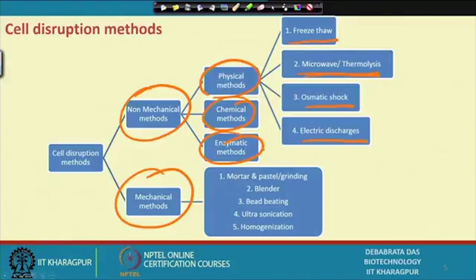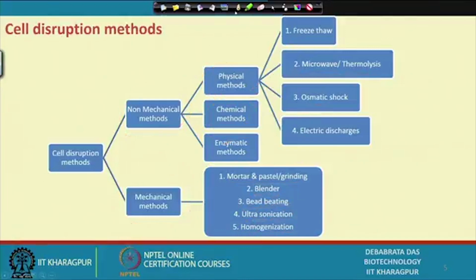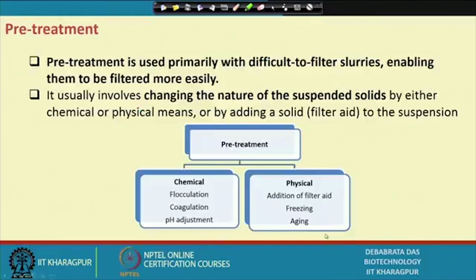And then enzymatic, we have lysozyme which we use for breaking the cells. Chemicals, we have some kind of buffer we use for breaking the cell wall. Mechanical, we do it physically, that is mortar and pestle or grinding, blender, beating, ultrasonication and homogenization. So these are the different techniques through which we can do this cell disruption.